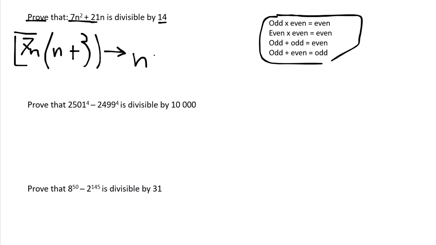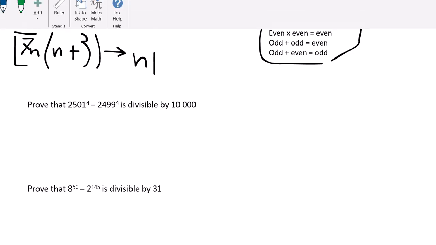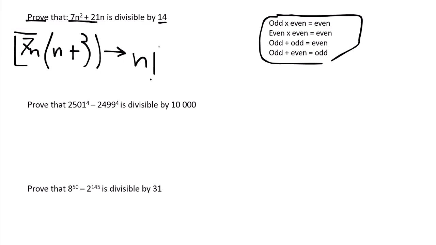Later we can simplify it further. No, n will be before the bracket. One moment. Right, we have n before the bracket and n plus 3. Why don't we need 7 in this expression? Because we see 7 here, and we know that 7 is a factor of 14.